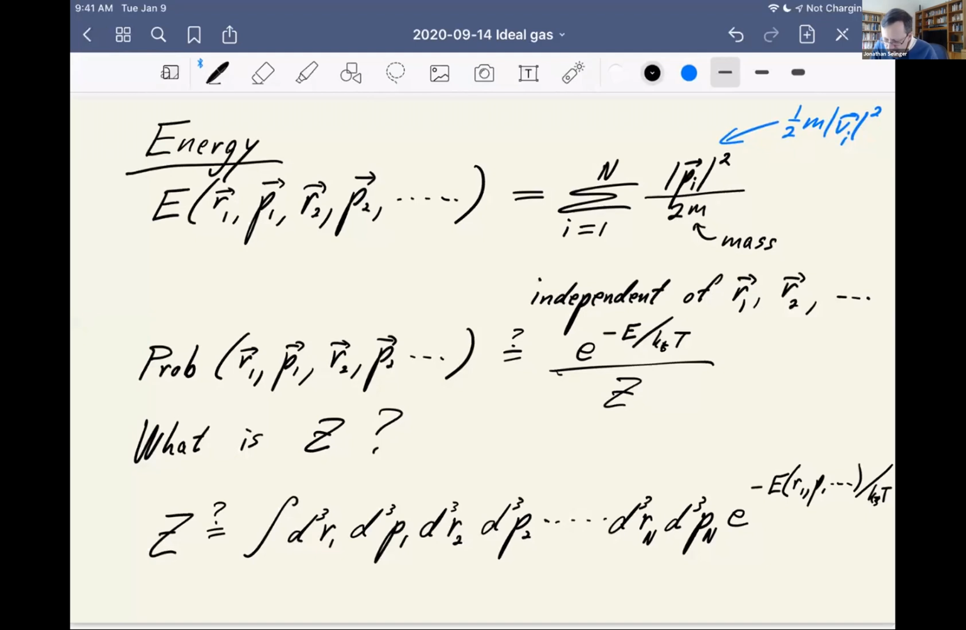You can recognize, in this notation, the integral d cubed R1. This means dx1, dy1, dz1. And integral over P1 means dpx1, dpy1, dpz1. So in this integral, I am integrating over 6 variables for each molecule. If there are 10 to the 23rd molecules, I'm integrating over 6 times 10 to the 23rd variables.